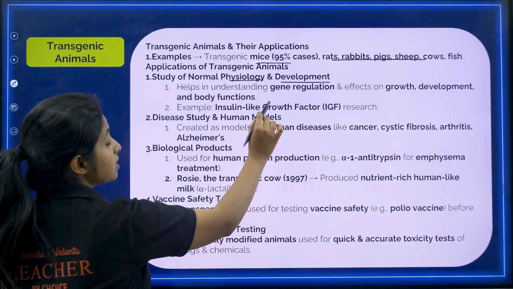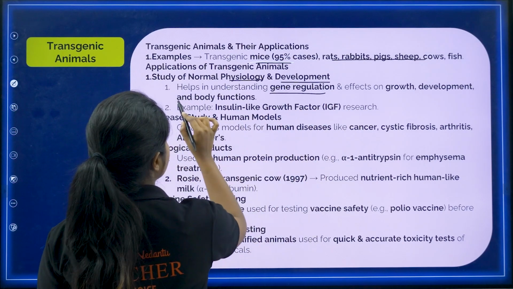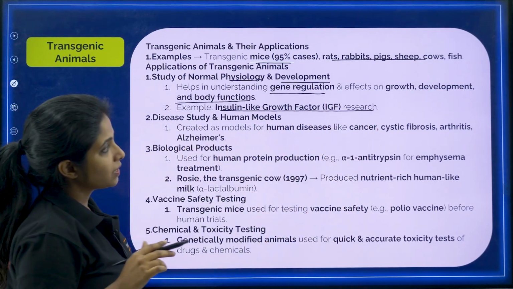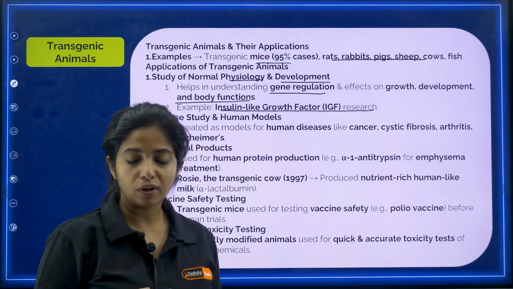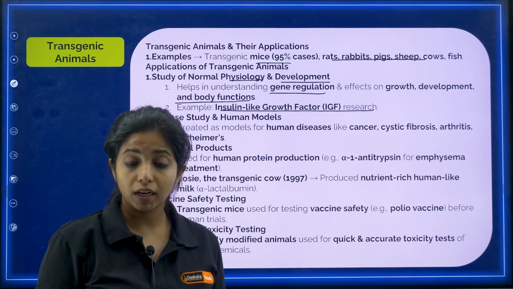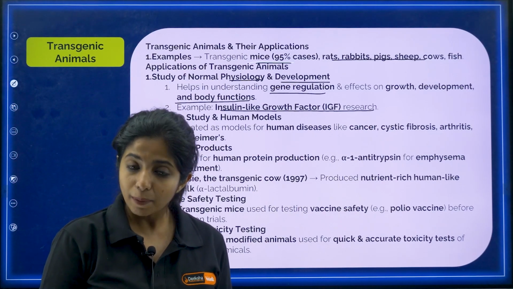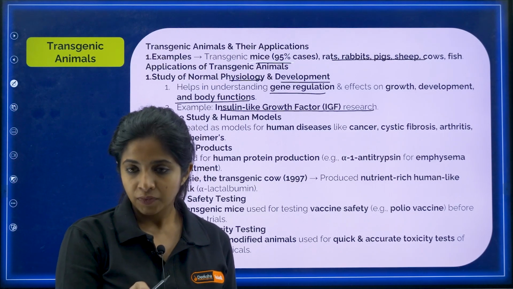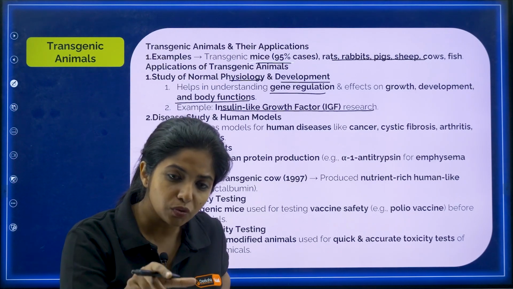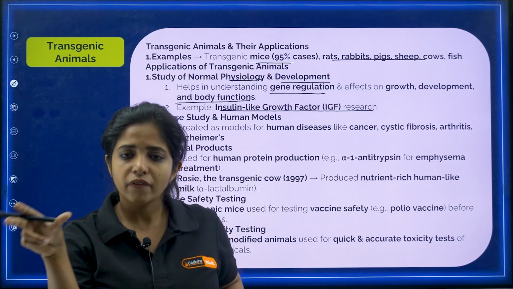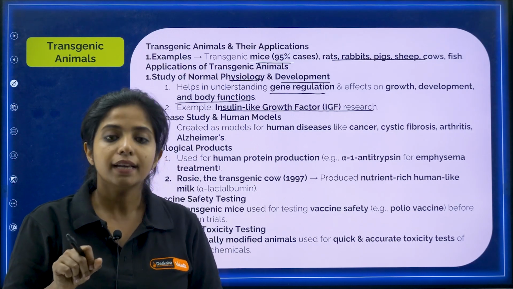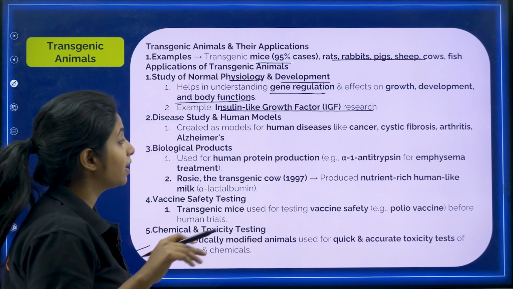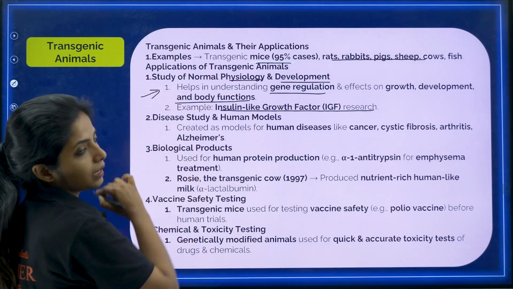For example, it helps in understanding gene regulation and effects on growth, development and body function. Example, insulin-like growth factor research. I put the insulin-like growth factor in their body and see what is the actual effect that it shows. So am I not able to understand the function of that particular gene? Yes. So am I not able to understand what this gene has to do with growth, development and body functions as well? Yes. So this gives me a total idea, and I can work around it. So for studying the normal physiology and development, I can do this.